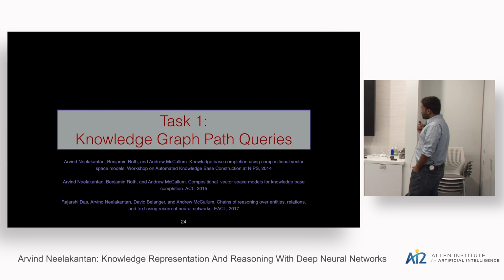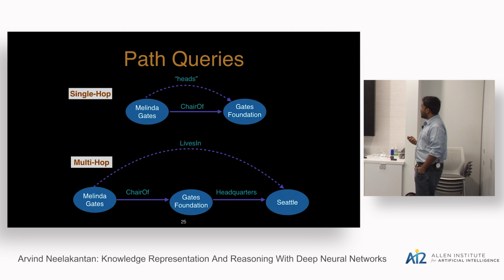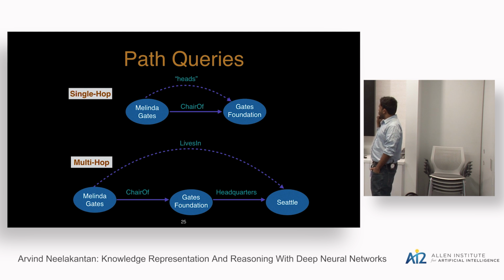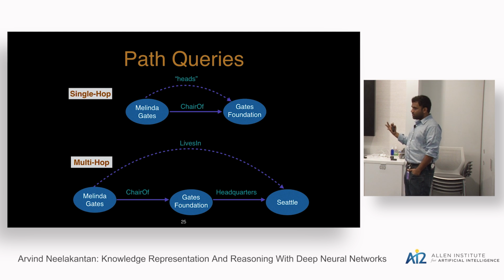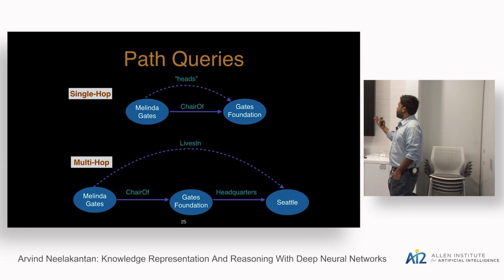So let's go to task one, which is knowledge graph path queries. I want to differentiate what we are doing from single hop inference, where you're given a single relation connecting an entity pair, like Melinda Gates and Gates Foundation, and you're inferring a missing link. And in multi-hop inference, there could be a path of any length connecting an entity pair, and you want to infer missing links here.